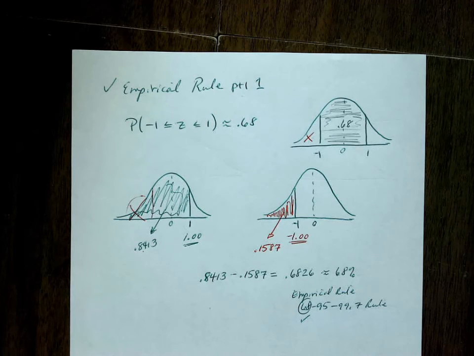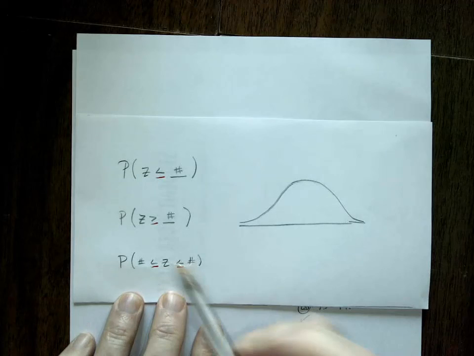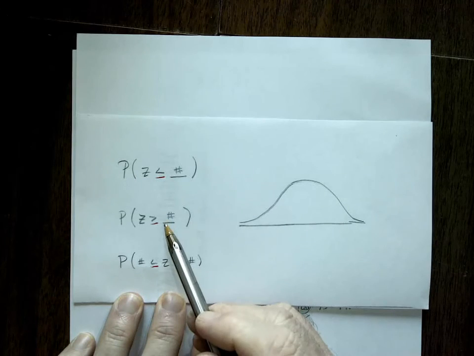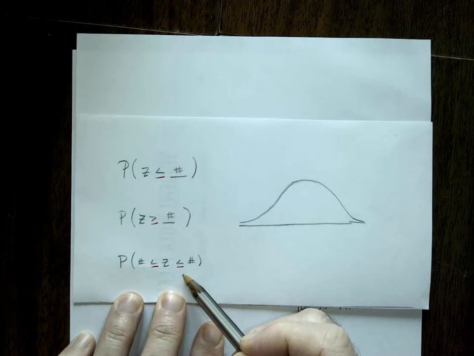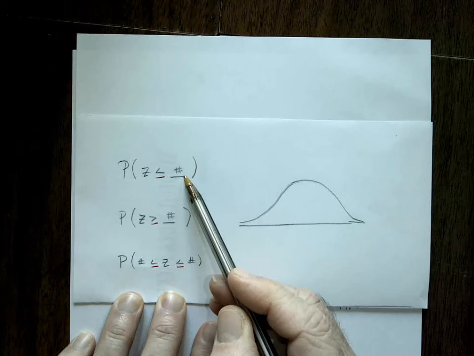So now you know how to do all three types. If you've watched all the videos, we know how to do basically anything that's thrown at us. We have below a number, above a number, and between numbers. And of course, between numbers really use the first type, and then we subtract.